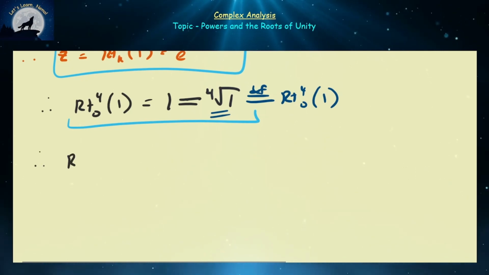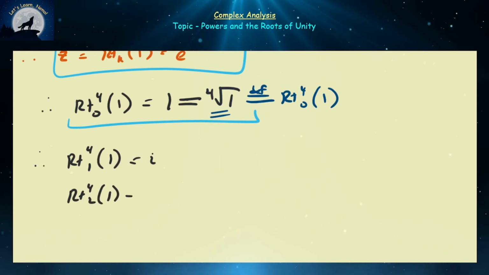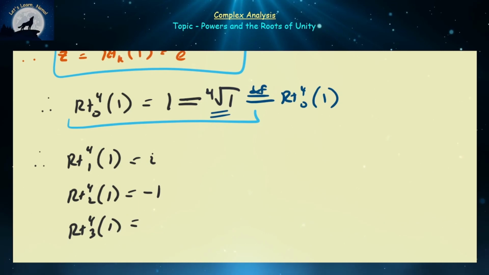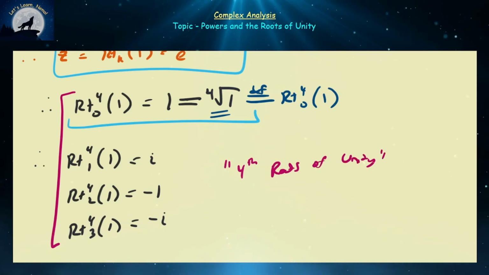So we can also ask, what are the other 3 solutions? We're going to have the first branch counterclockwise of 1, not the principal branch, and that's going to be equal to i. The next solution will be equal to minus 1, and then the next one will be equal to minus i. Those are our 4 fourth roots of 1, which some people usually refer to as the fourth roots of unity, right?